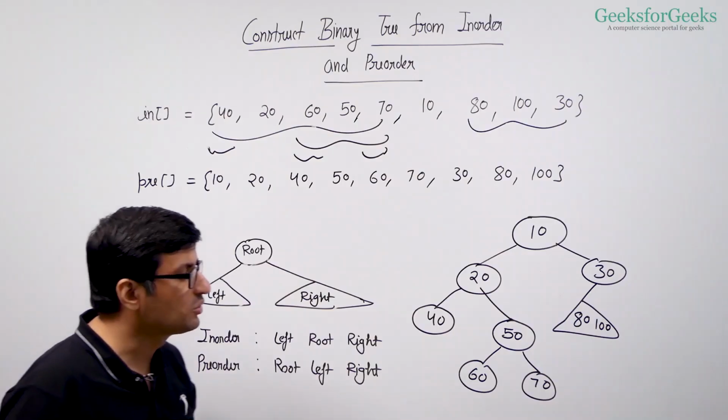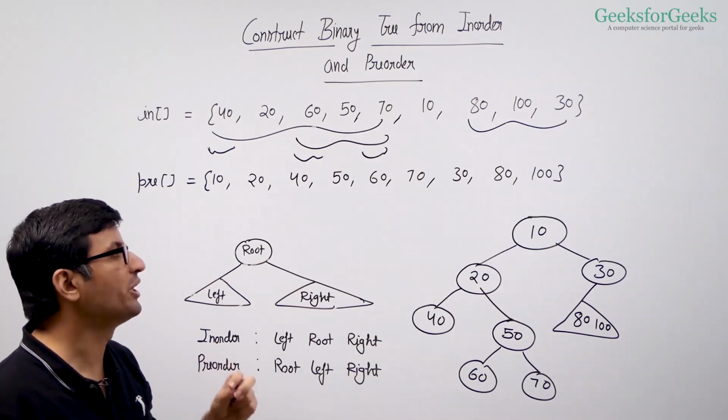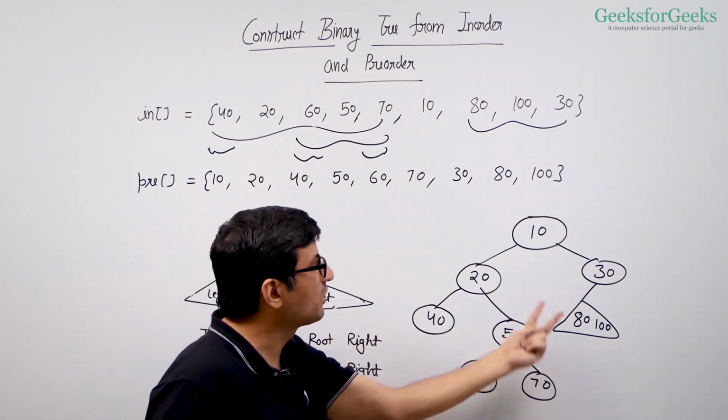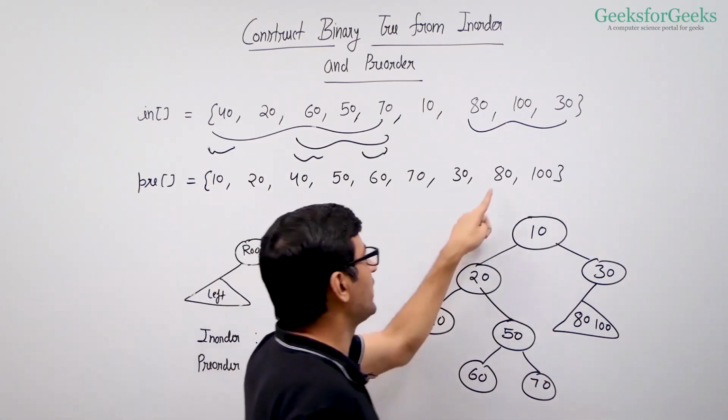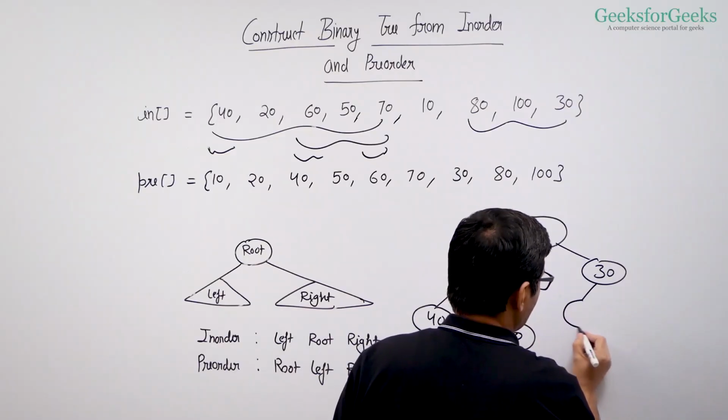Now out of these two keys, which one is the root of the left side? For that we again use preorder traversal. Which one of these two appears first in the preorder traversal? 80 appears first. So we know 80 is the root of the left side.